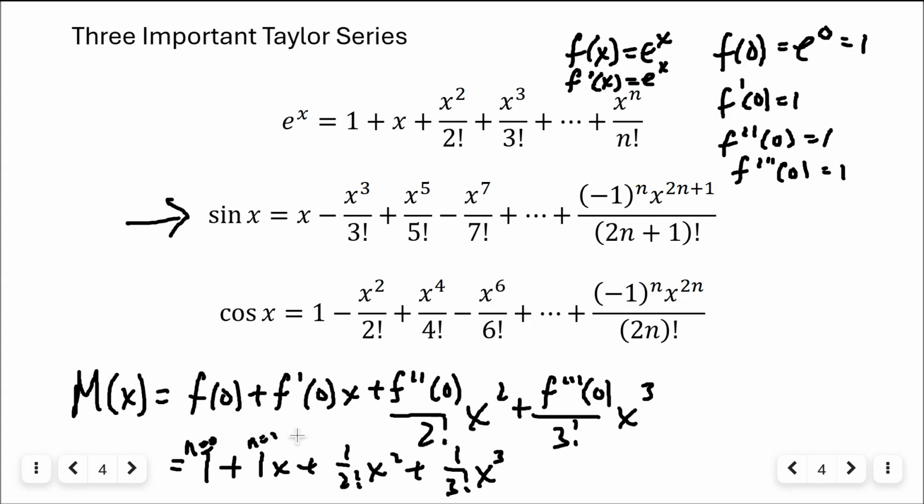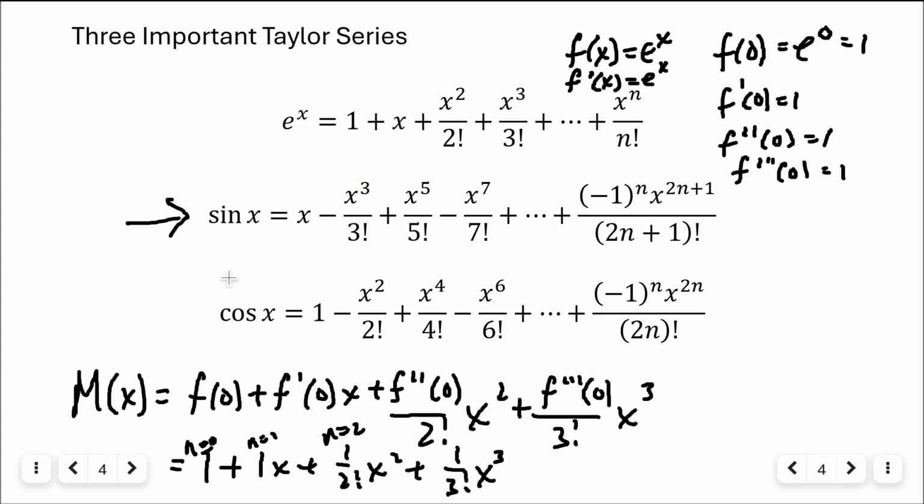If n equals 1, you get x over 1 factorial. N equals 2, you get x squared over 2 factorial. N equals 3, x cubed over 3 factorial, right? That's the general term for e to the x, okay?